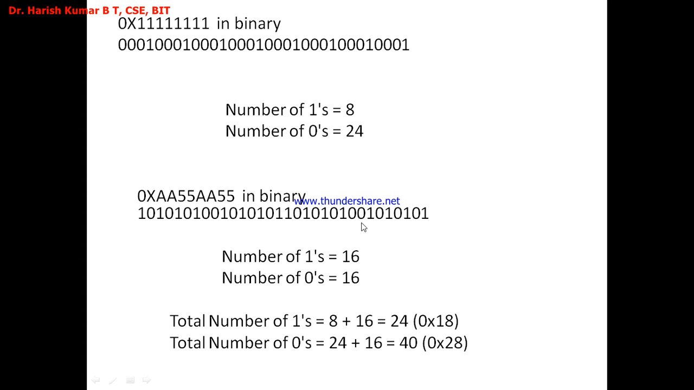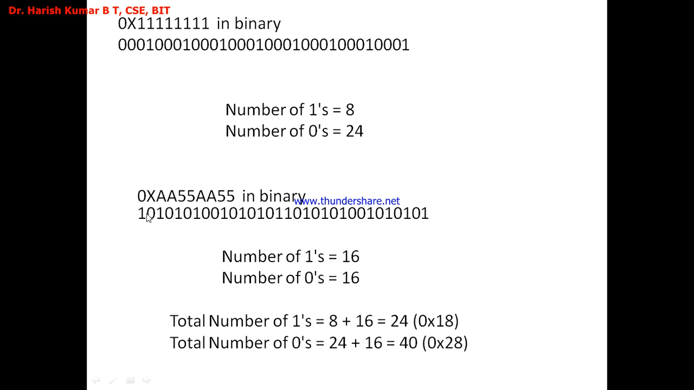Similarly, the second number AA55 in binary representation is like this. The binary equivalent of this hexadecimal number is this. It's a 32-bit number again. Now in this we have 16 ones and 16 zeros. You can count if you want, because we have an equal number of ones and zeros.